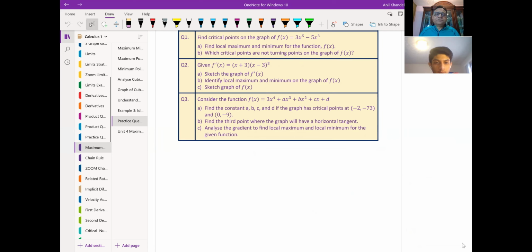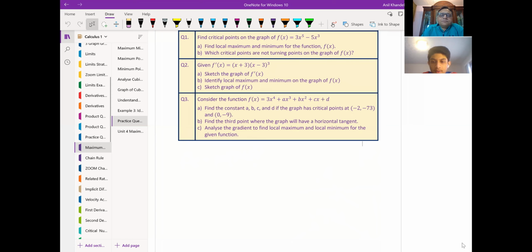Yes, sir. Find the third point where the graph will have a horizontal tangent, and analyze the gradient to find the local maximum and local minimum for the given function. Excellent question. It has been seen in previous test papers. So tell me your strategy. How will you answer this question?